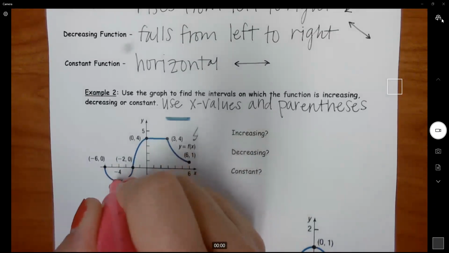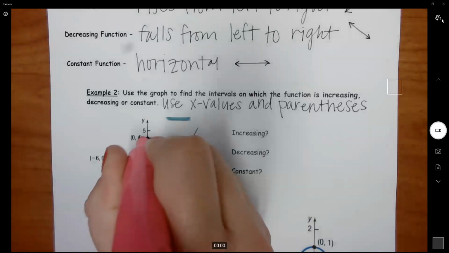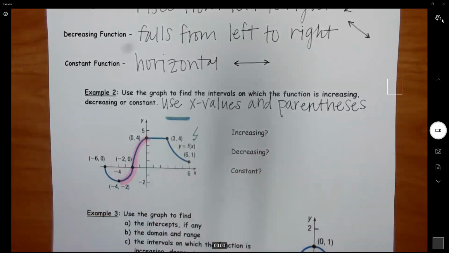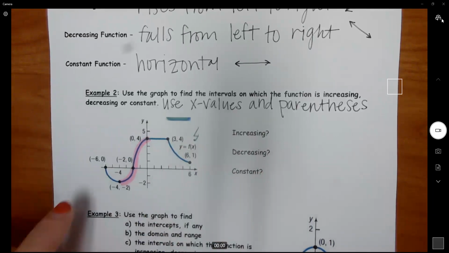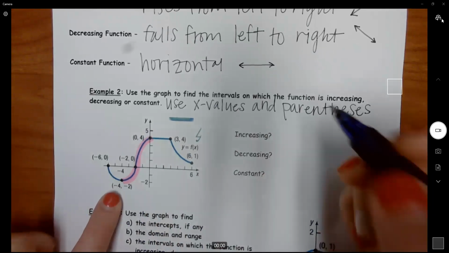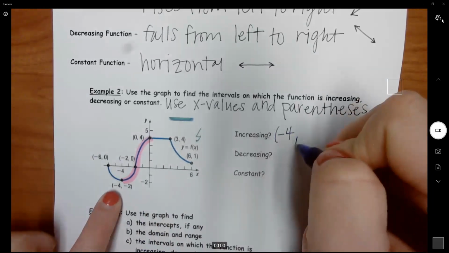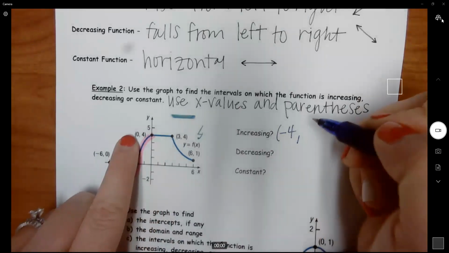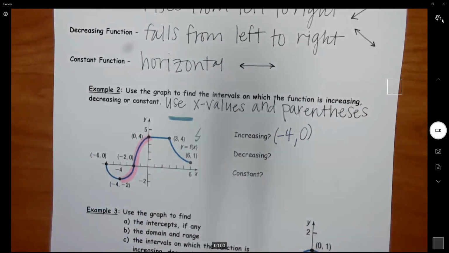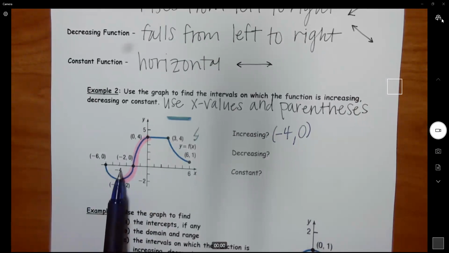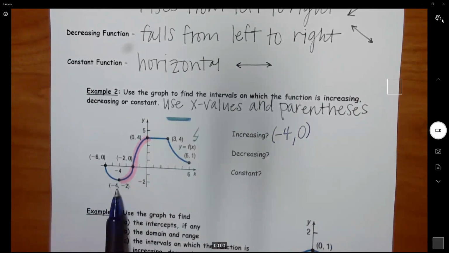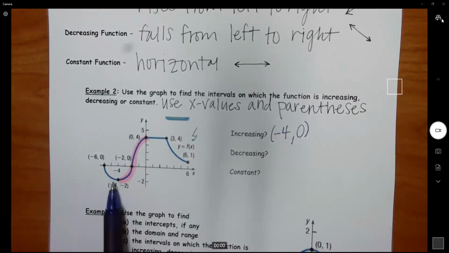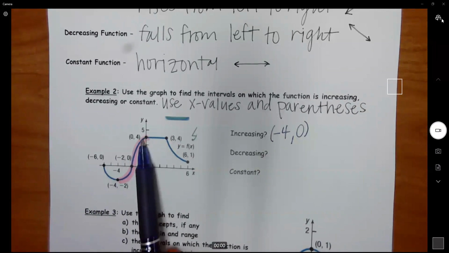Well, I can see it's going from here to here. It is going in an upward fashion when it is going from left to right, just like you read. And so it is increasing from -4 to 0. From x is -4 to x is 0. I'm not including -4 because at -4, it's changing directions. Same thing here at 0.